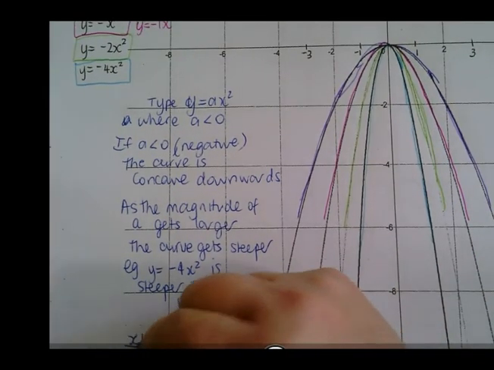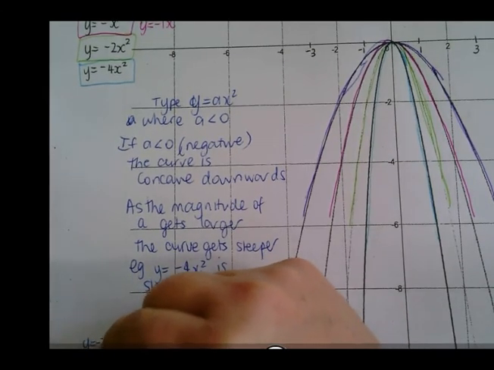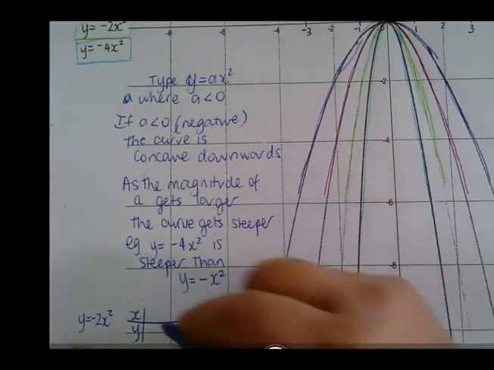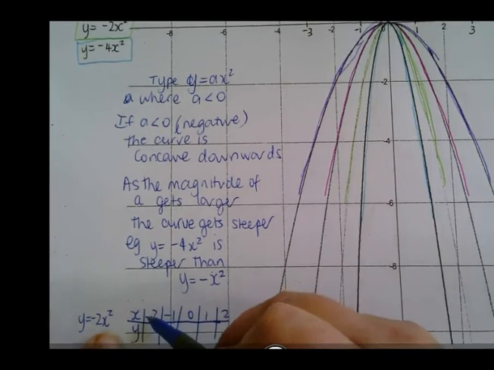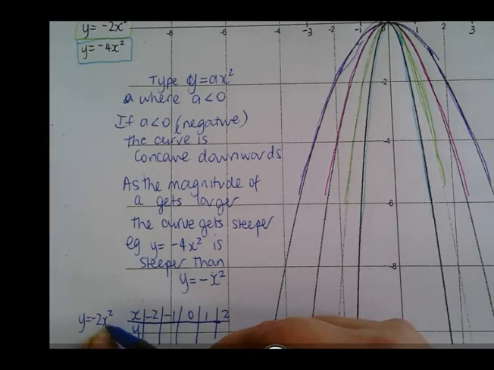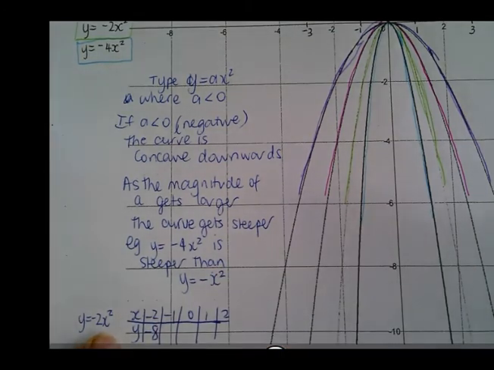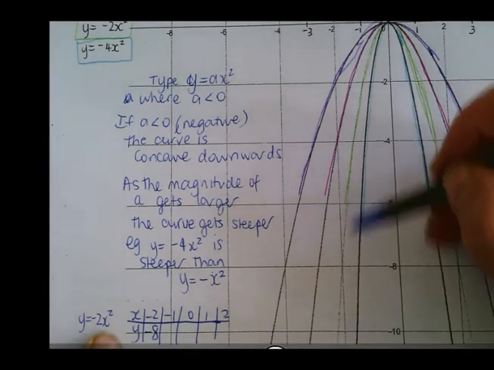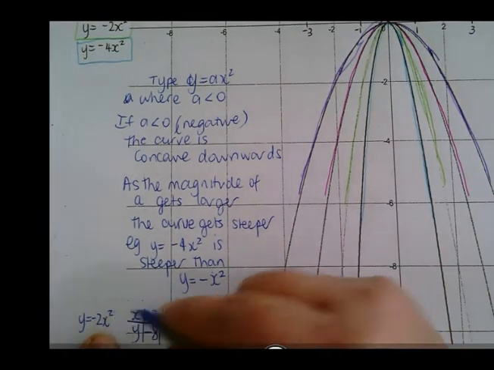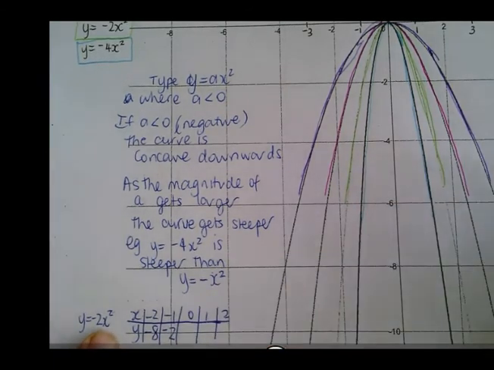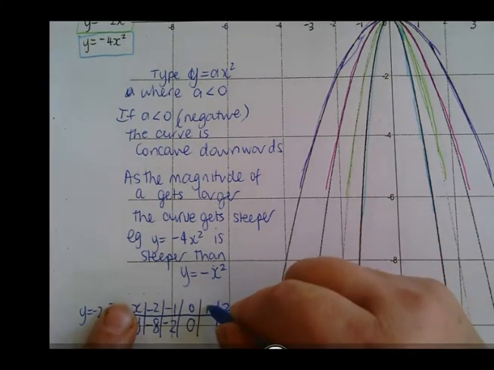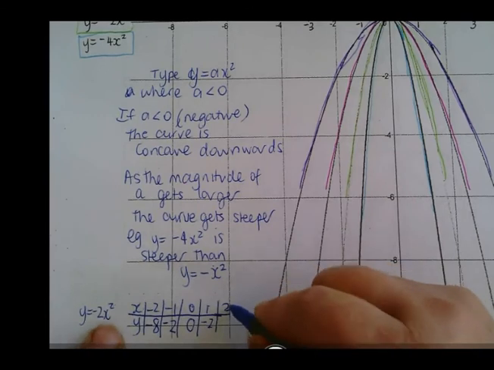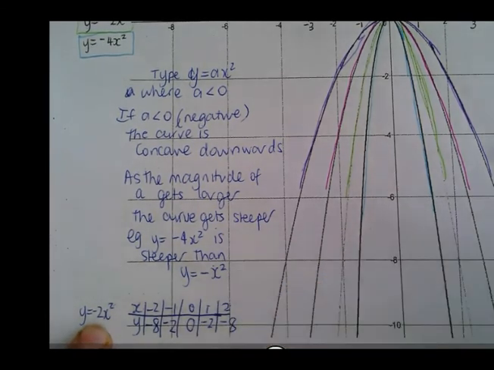Just get you to practice some table of values. I might just do the y equals negative 2x squared quickly, very quickly. So I've got negative 2, negative 1, 0, 1 and 2. Negative 2 squared is positive 4. 4 times negative 2 is negative 8. Negative 1 squared is 1 times negative 2 is negative 2. 0 squared is 0 times negative 2 is 0. 1 squared is 1 times negative 2 is negative 2. 2 squared is 4 times negative 2 is negative 8.